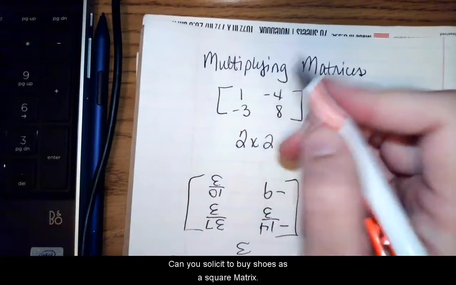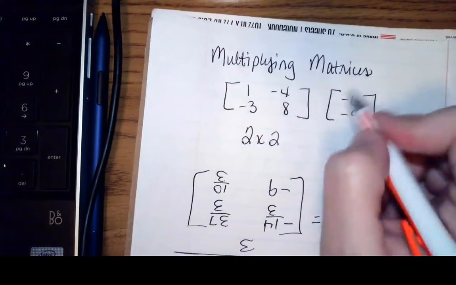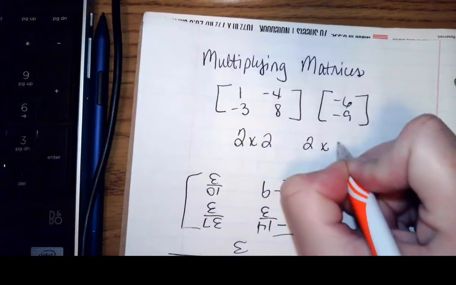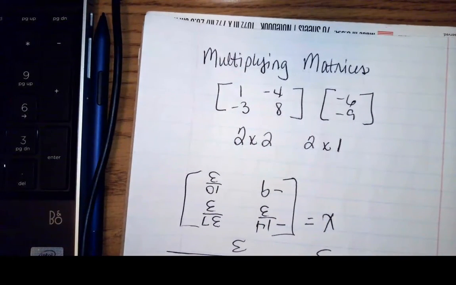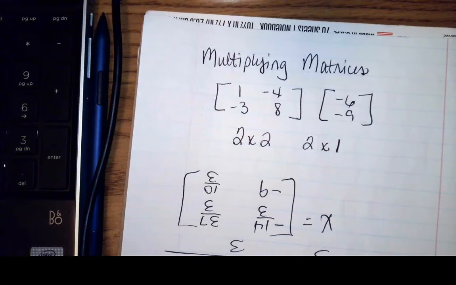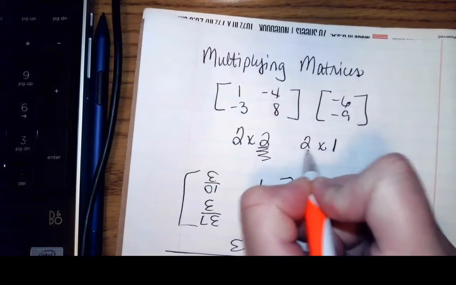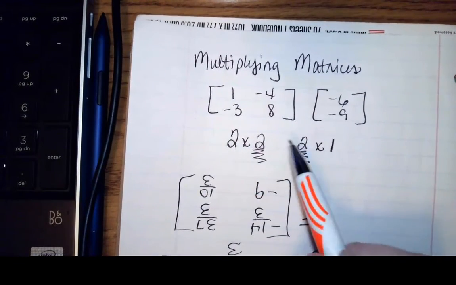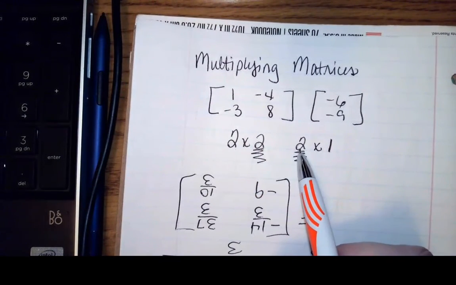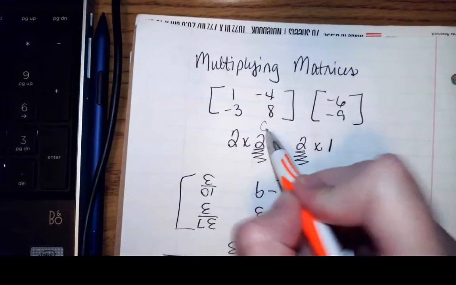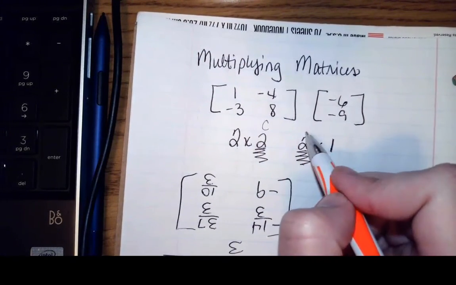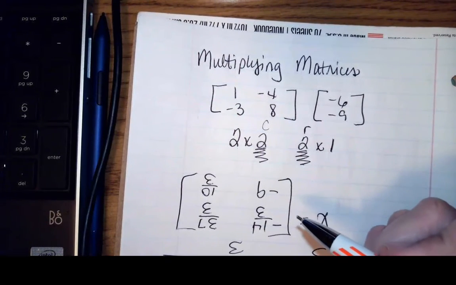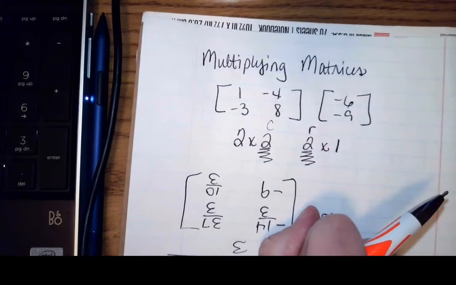So this matrix is 2 tall by 2 wide. So this is a 2 by 2. That's a square matrix. Now come over here. This one is a 2 by 1. It's 2 tall and 1 wide. So the way that we know that we can multiply these things together is I need to look at the inner 2 numbers. If these 2 numbers match, I can do this. If the columns in the first matrix match the number of rows in the second matrix, then I can multiply them.